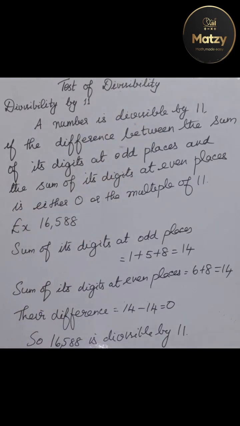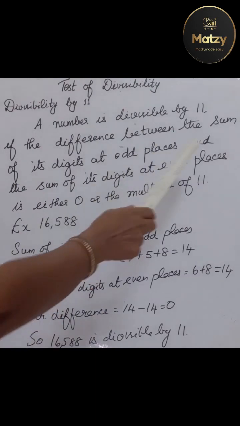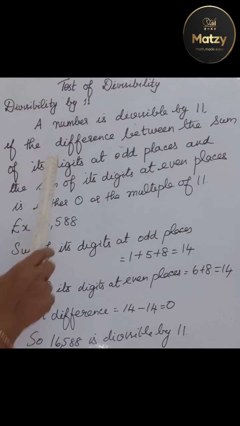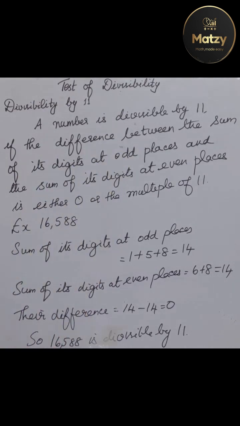A number is divisible by 11 if the difference between the sum of its digits at odd places and the sum of its digits at even places is either 0 or a multiple of 11. That is the concept. That means you have to add the digits at odd places. Then you should add the digits at even places. You have to find out the difference between those two. Okay, if the difference is 0 or a multiple of 11, then the full number is divisible by 11. That is the concept. See, I am taking one example.